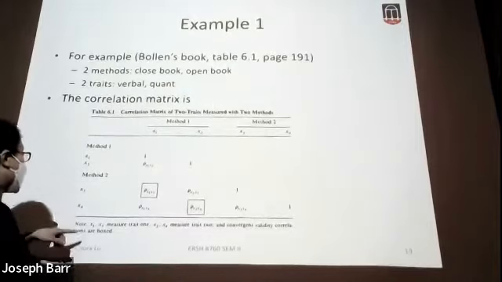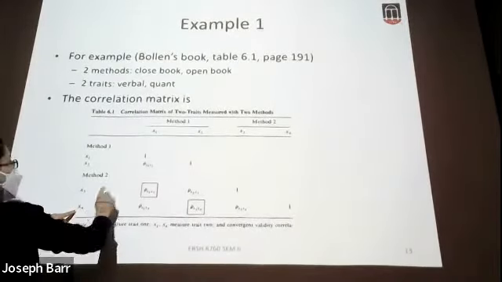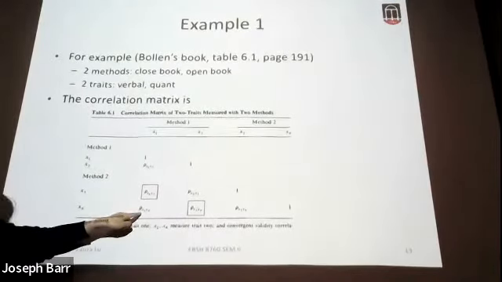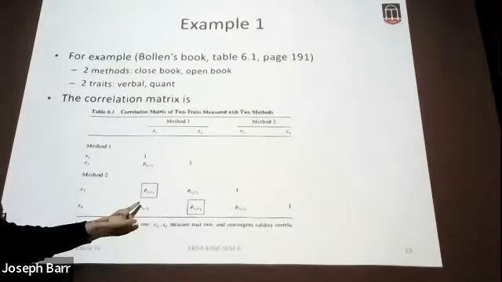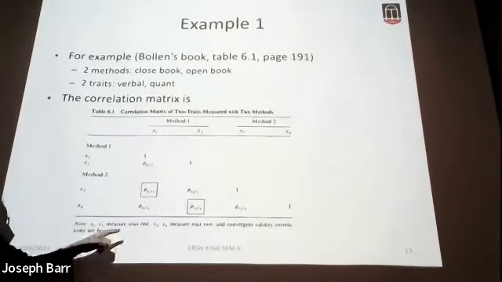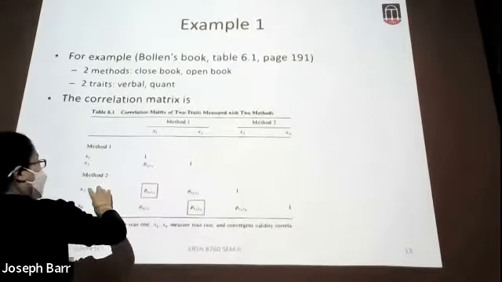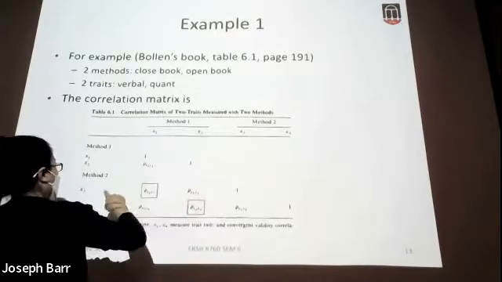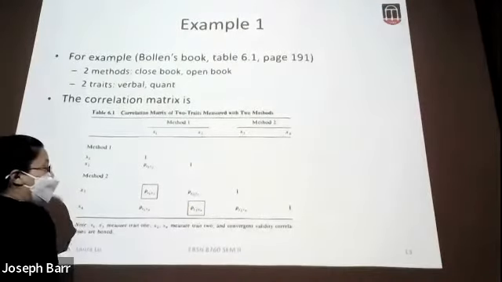Same thing here. This is a correlation between 1 and 4. Different methods, different traits. So this value should be the lowest among these. If it is low, then we can say there's a discriminant validity. This one, different methods, method 1, method 2, and different traits. This one should also be low.